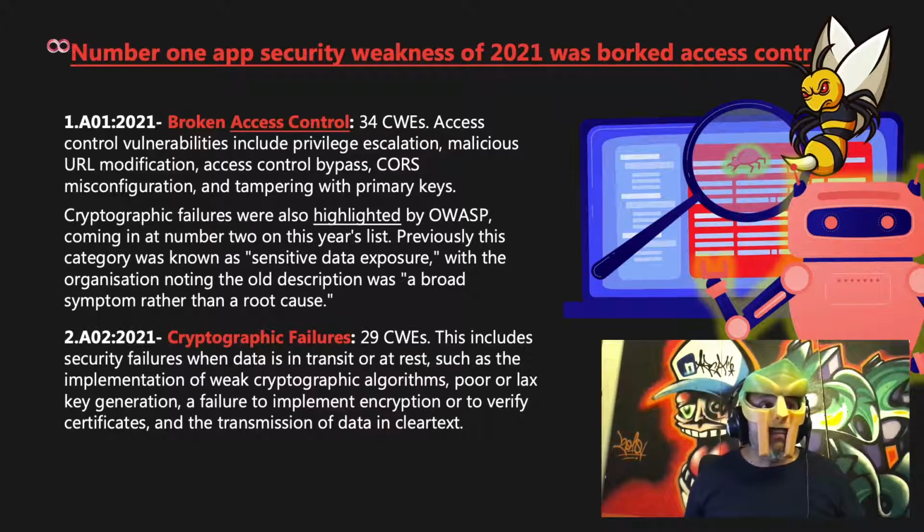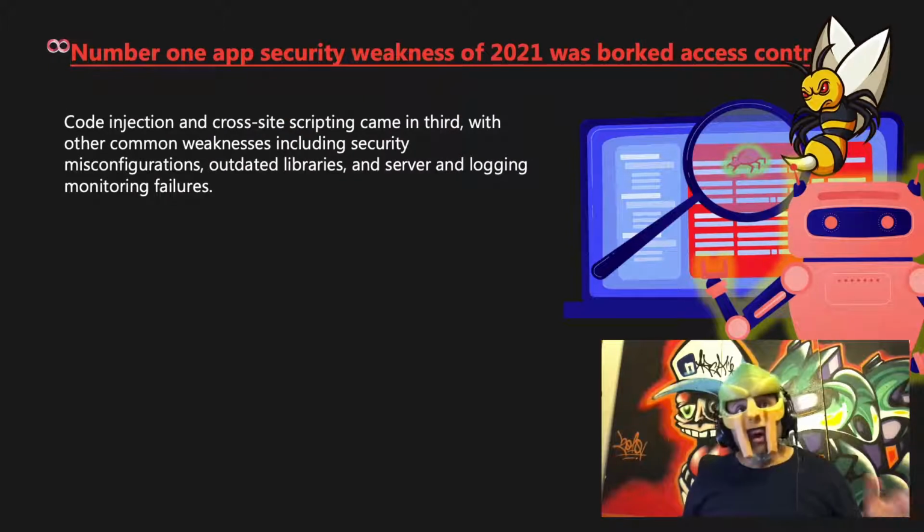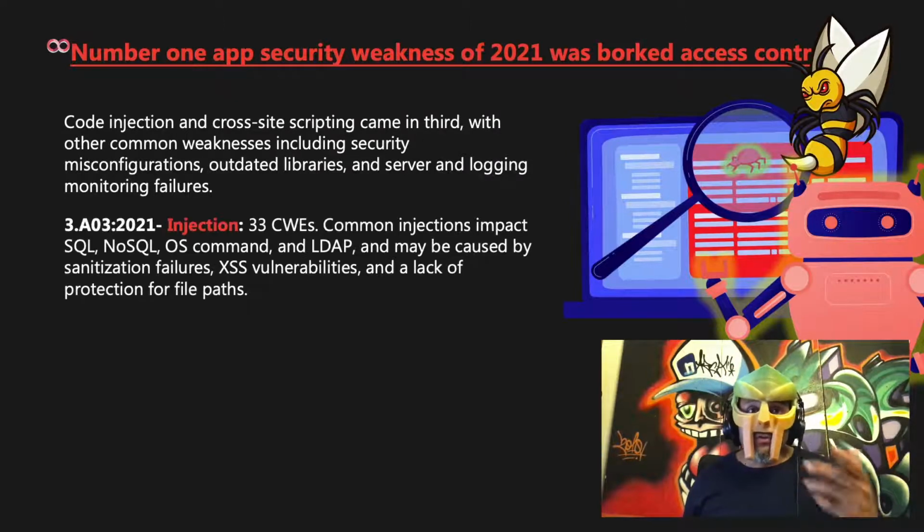Specific examples of bad practice falling under cryptographic failure include storing passwords without hashing or salting them, or not enforcing TLS or login protected web pages. Code injection and cross-site scripting came in third, with other common weaknesses including security misconfigurations, outdated libraries, and server and logging monitoring failures. So here's number 3 with injection with 33 CWEs.